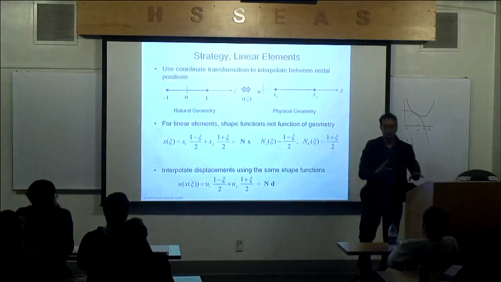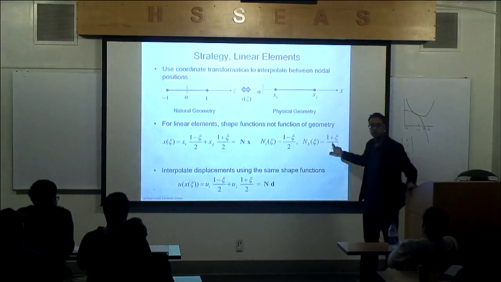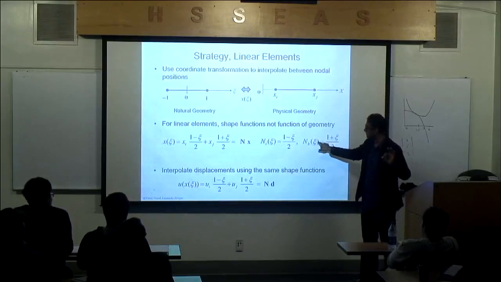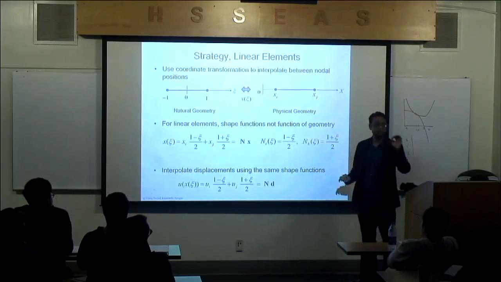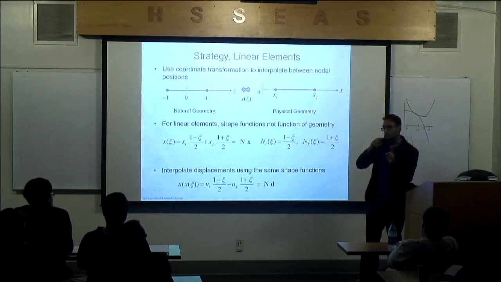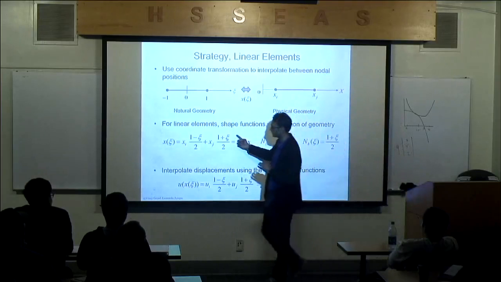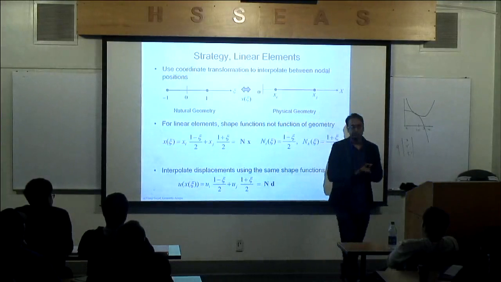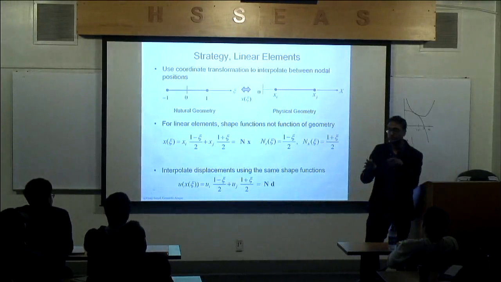And the shape functions, guess what? These shape functions don't know about geometry at this point. All this shape function knows is that I go from -1 to 1. That's the only thing it knows. What we've introduced that provides the geometric information is this mapping right here. This is the only thing that contains that information. And so I have decoupled it to some level.